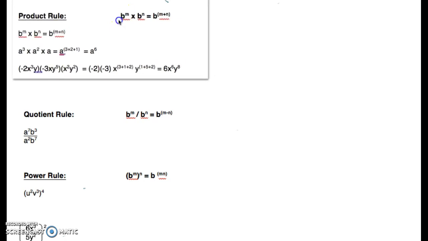Okay, let's have a look at the product rule. The product rule tells us that if we multiply same bases, here I have same bases, the rule is that you will add your exponents. So here I just have it in terms of b, just like above. So I have b to the power of m, and it's times another b, same base, to the power of n. The rule is you keep the same base, but you now are adding your exponents.